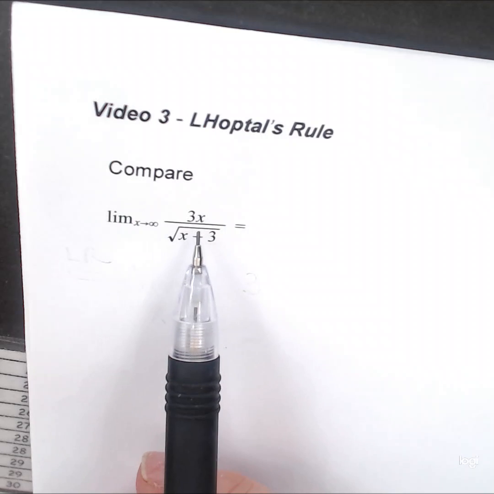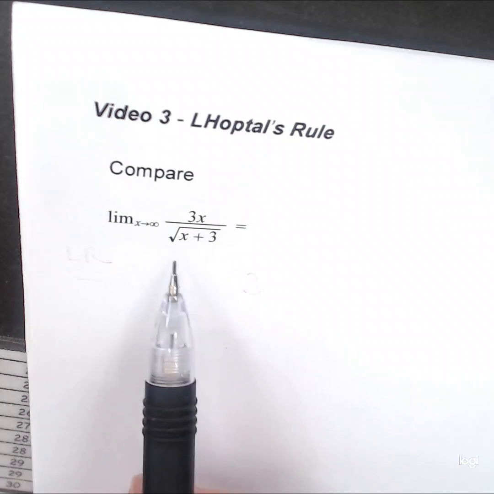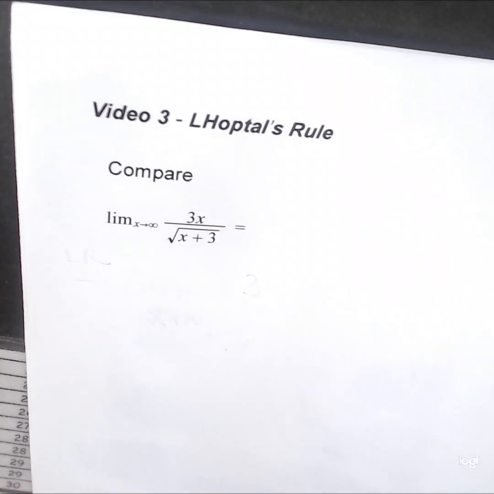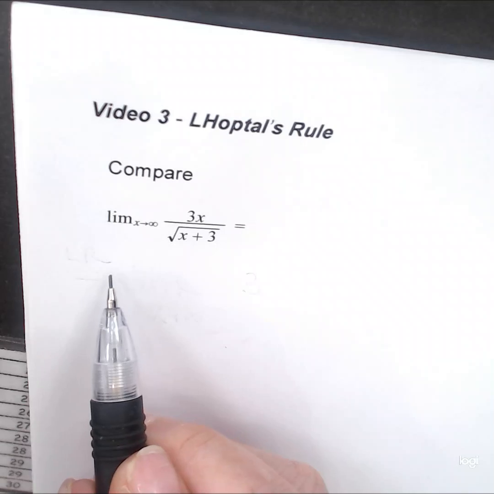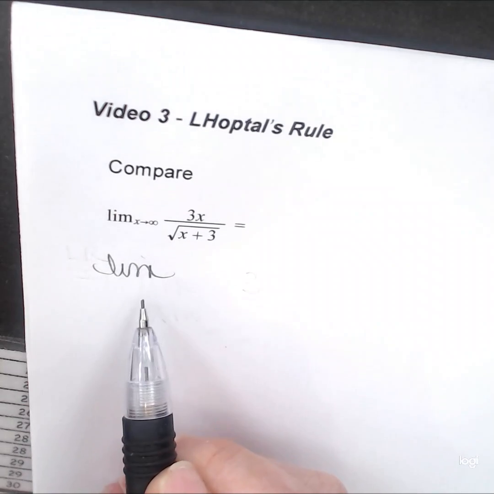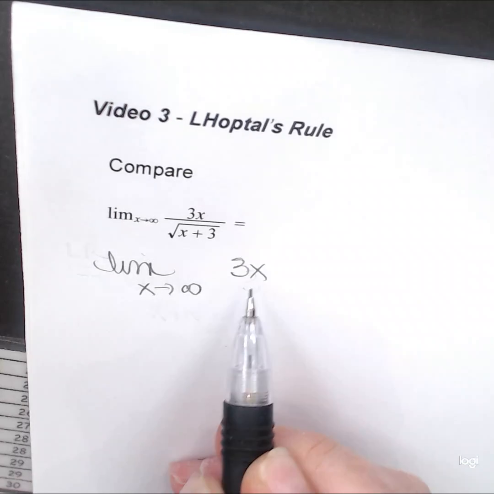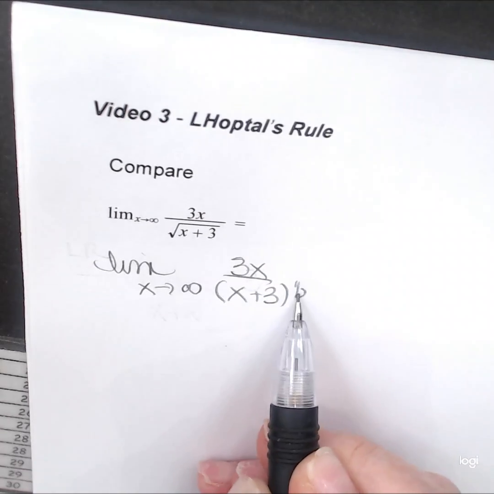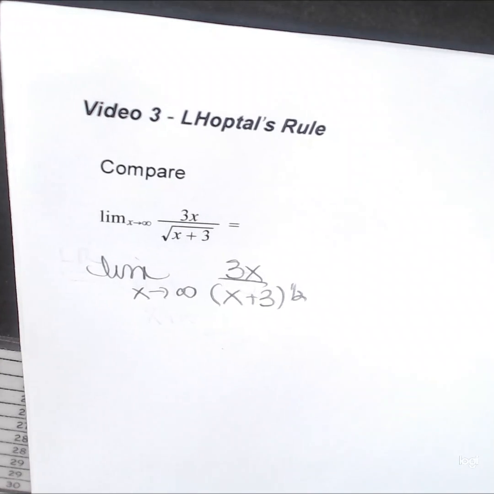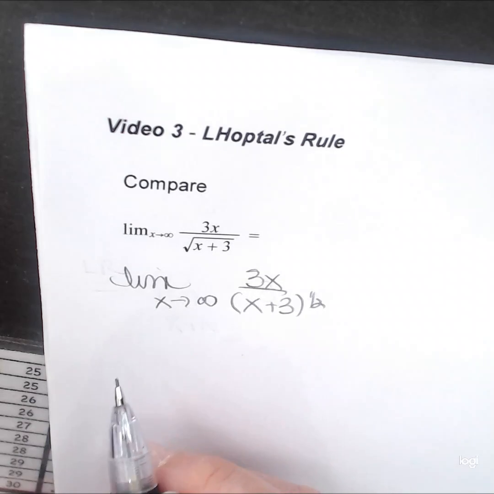If we try to do a direct substitution, we'll have 3 times infinity on the top, which will give us infinity, and then infinity plus 3 square rooted, which will give us infinity as well. So I'm going to apply L'Hopital's rule. Now before I do, I might want to rewrite this as the limit as x approaches infinity of 3x divided by x plus 3 raised to the 1/2 power. Because, as we've seen before, it's a lot easier to take a derivative if we can see the exponents that are on it.